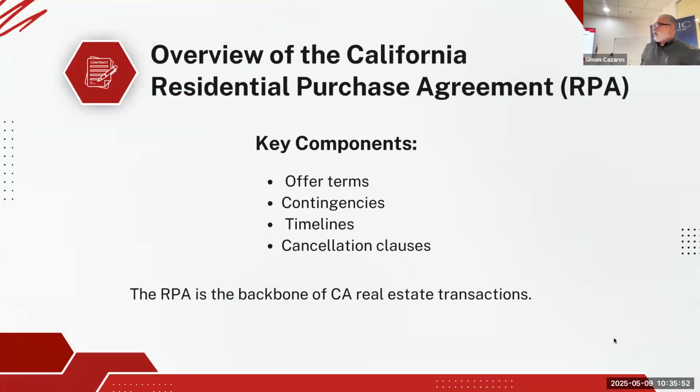So, overview of the RPA. Okay. Why is this little thing right in the smack in the middle? Maybe if I move it to the side. All right, key components to understand: offer terms, contingencies, timelines, cancellation clause.